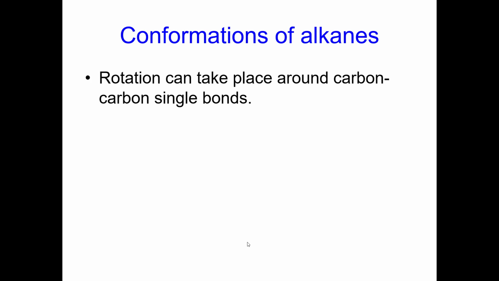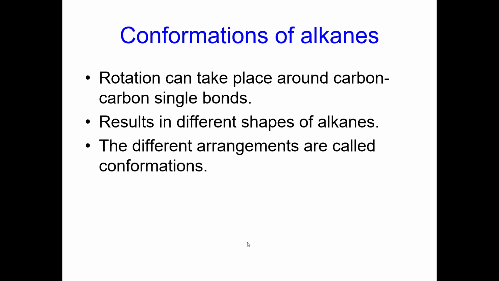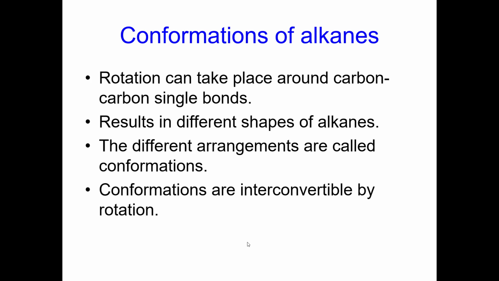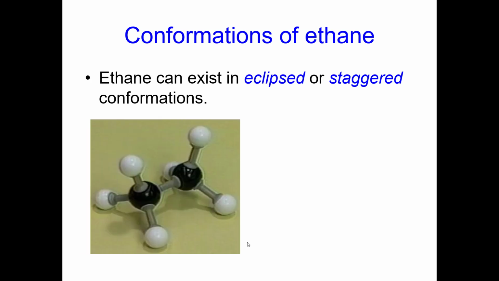So anywhere around a carbon-carbon single bond, rotations can occur. And these obviously result in different shapes of our alkanes. The different arrangements are called conformations, okay? And these, again, are constantly moving back and forth, so they're interconvertible. So just because you might see one structure in one conformation, it doesn't mean it stays in that conformation. Again, it will rotate back and forth into its alternate conformations. And we're going to look at ethane as our example first. So, ethane can exist in an eclipsed or a staggered conformation.